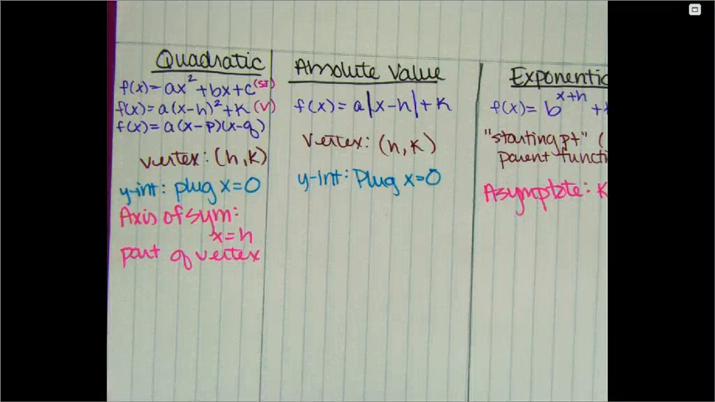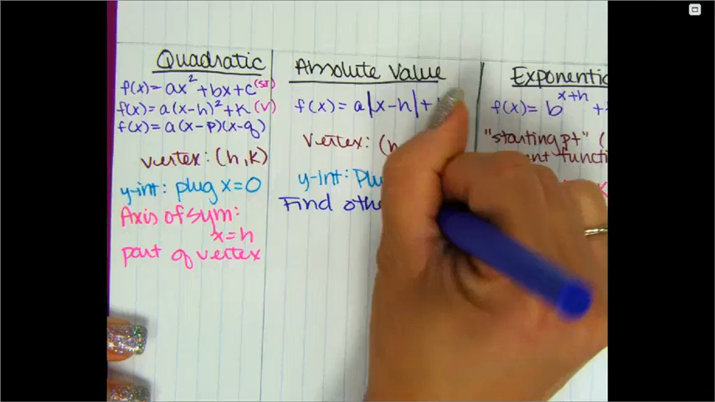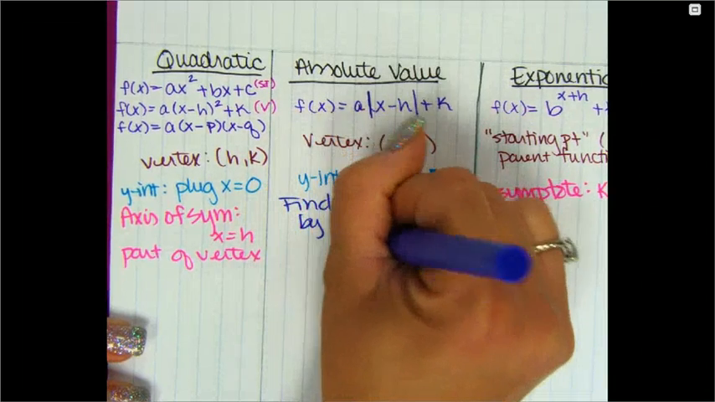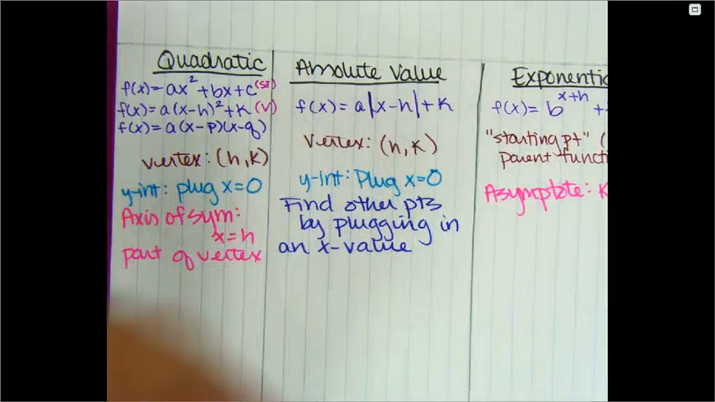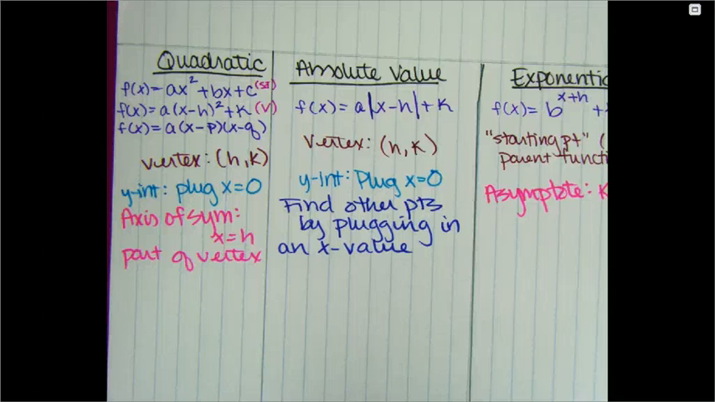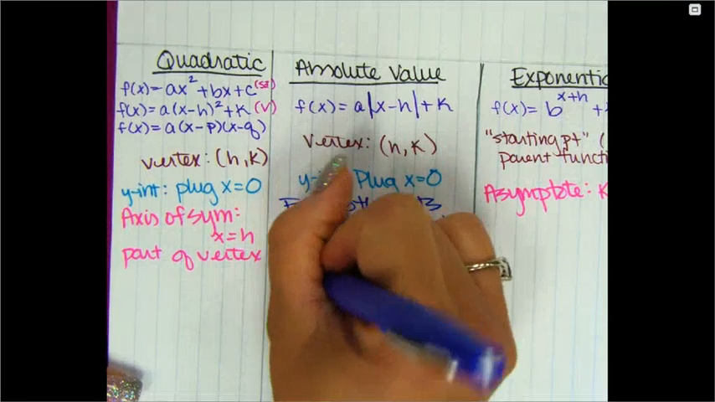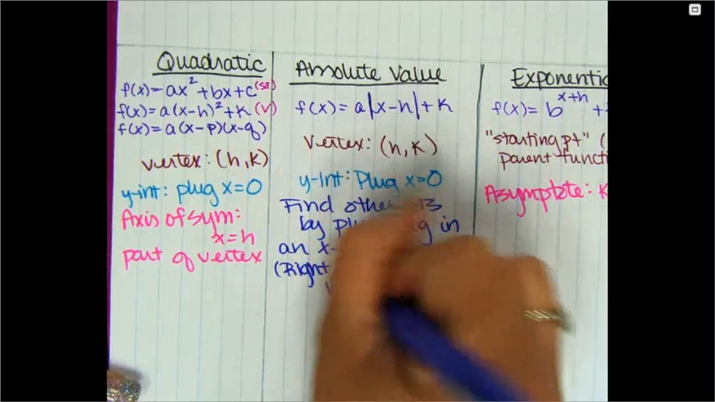So let's write that down. We find other points by plugging in an x value. Where? How do you get that x value? Of what? We either go to the right or to the left of the vertex.